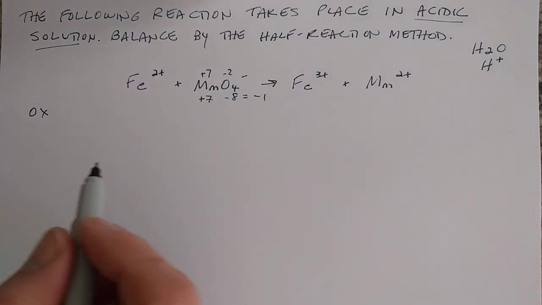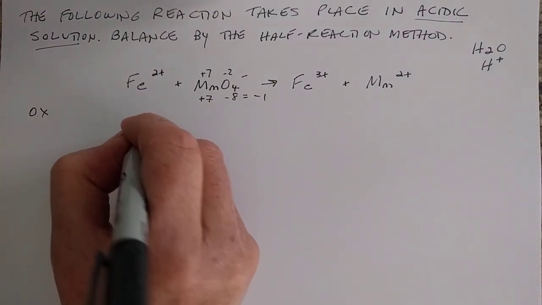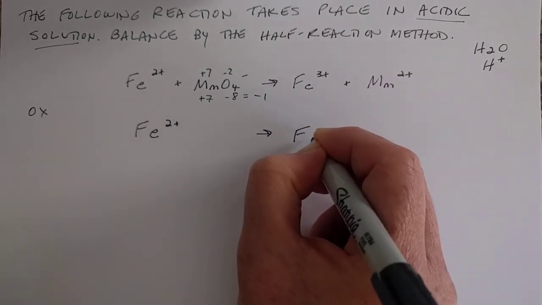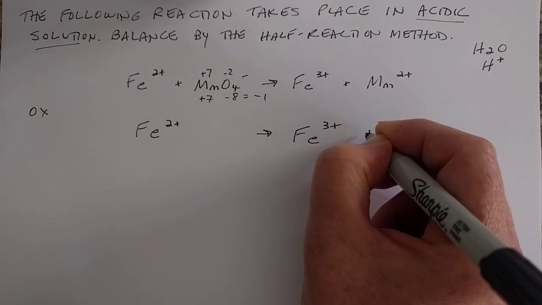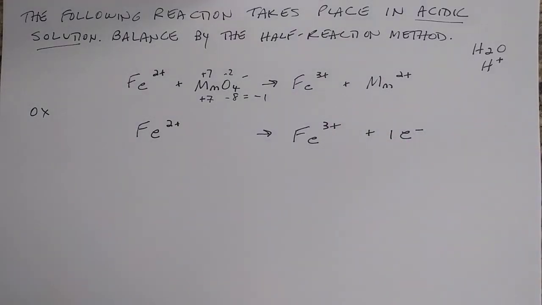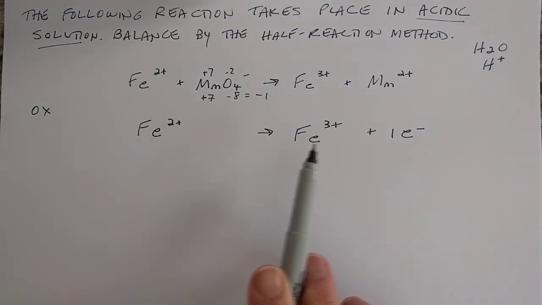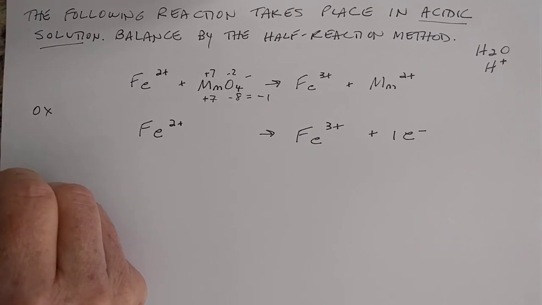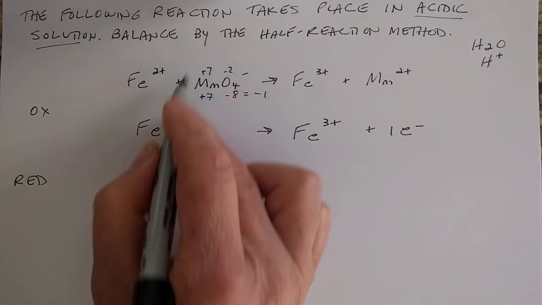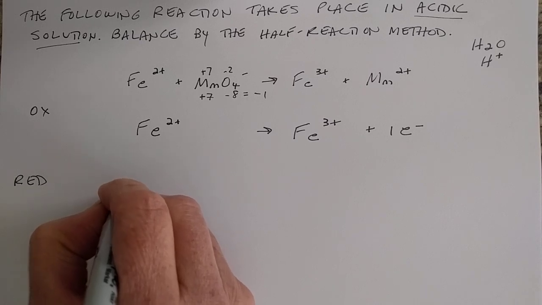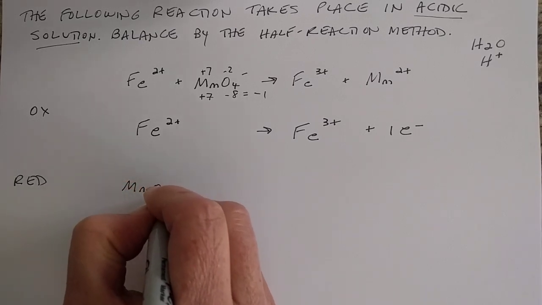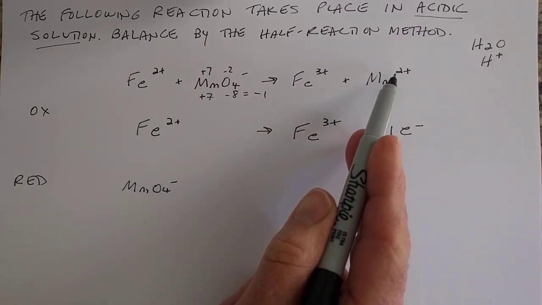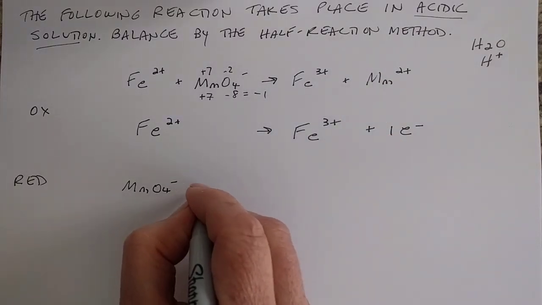So for our oxidation half reaction, we have the Fe2+ going to Fe3+ plus 1 electron. It loses 1 electron. Then for our reduction half reaction, we have to take the whole species, so we have the MnO4-. To go from +7 to +2, it has to gain 5 electrons.